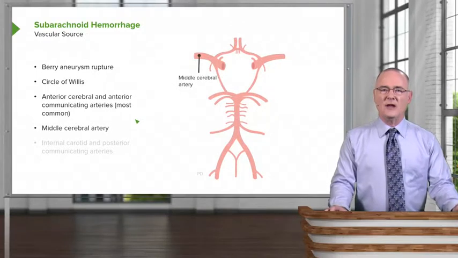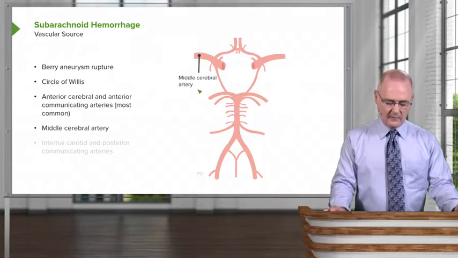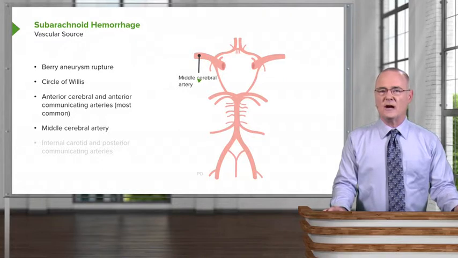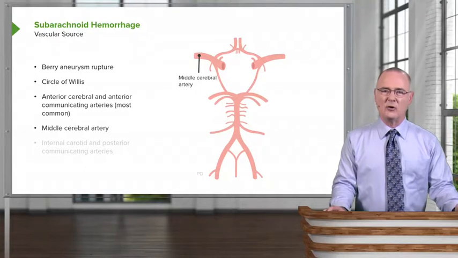Berry aneurysms can occur elsewhere where you have branching points. So along the course of the medial cerebral artery that we see here, you will have arteries that will branch off of it, and at some of those branching points you can have a Berry aneurysm. Those tend to be more proximal.